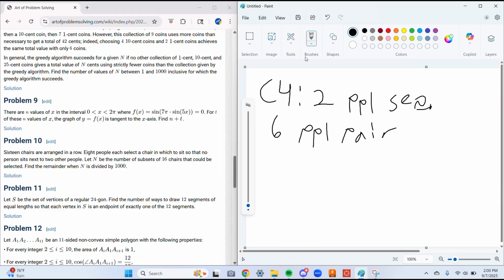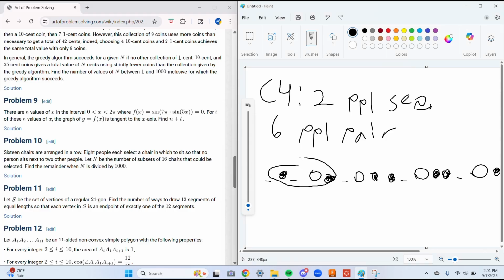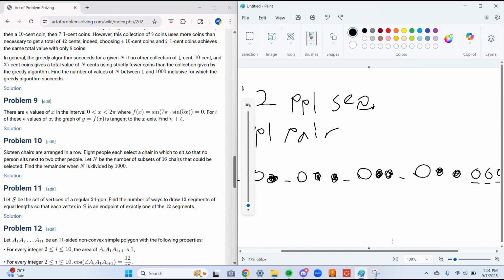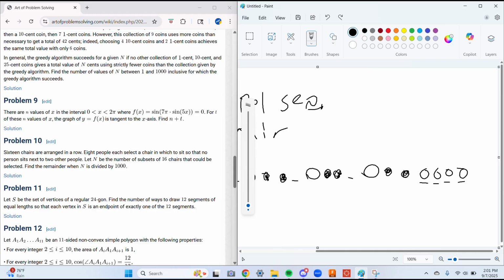So we can draw out the configuration again. Okay, so here we have 2 people being separated by an empty chair, right? These 2 people. And then we have 6 other people forming pairs. 2, 4, 6. And after we've done that, we're left with 4 empty chairs.